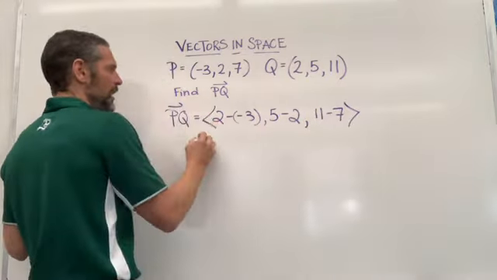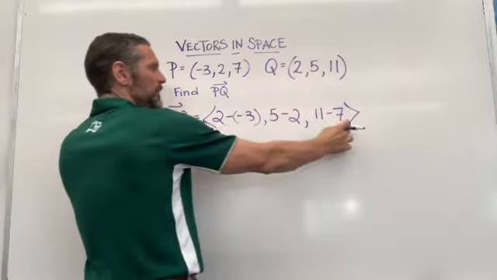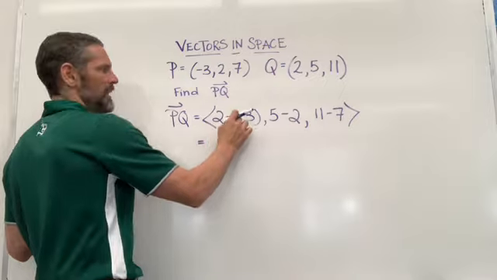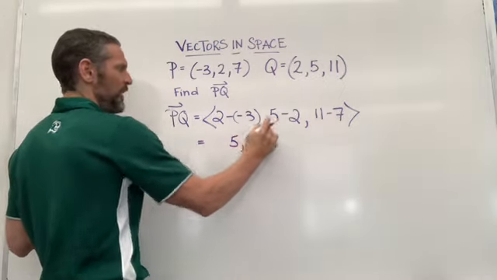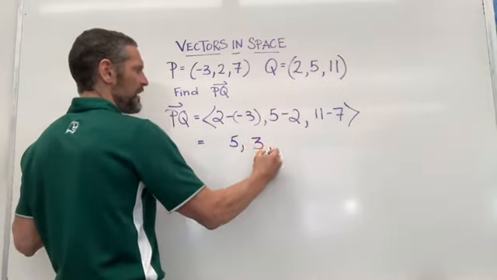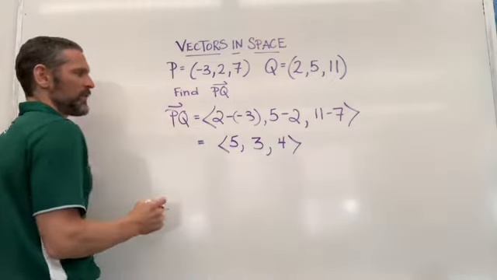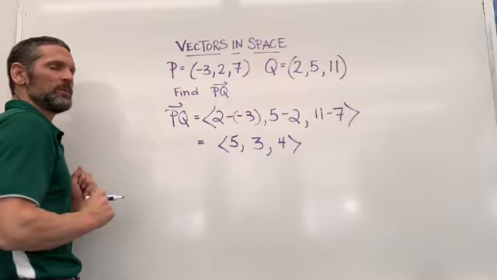Now that that's a vector, I'm going to put my crimped brackets there to say 2 minus a negative 3 will be 5. 5 minus 2 is 3, and 11 minus 7 is 4. There is my vector from P to Q.